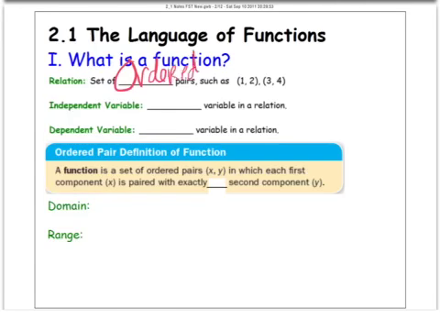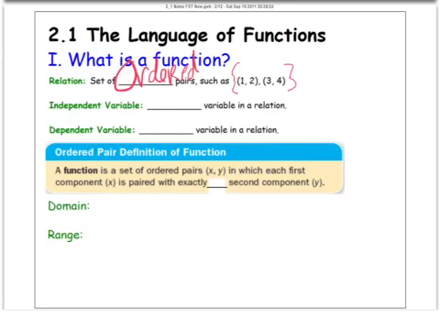And in this notation right here, I have 2 ordered pairs listed. I should have these brackets right here. That mathematically is shorthand for a set. So this set here of ordered pairs has 2 ordered pairs in it. This is considered a relation because it's ordered pairs.